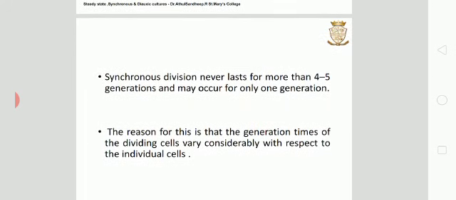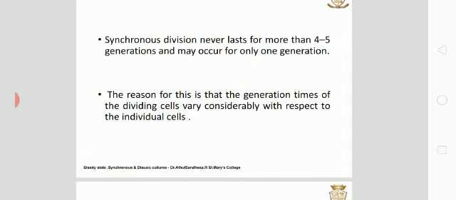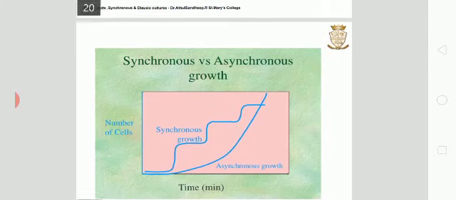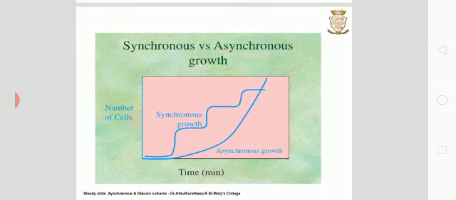Synchronous division never lasts for more than 4 or 5 generations and may occur for only one generation. The reason for this is that the generation times of dividing cells vary considerably with respect to the individual cells. You can see a graph of synchronous and asynchronous growth.